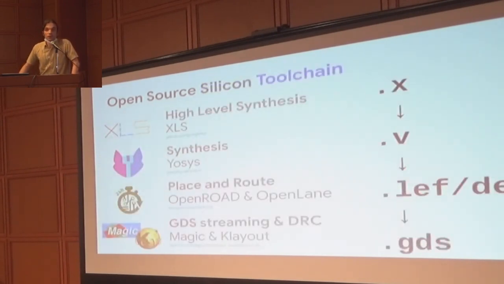We also needed to put the toolchain together, and there were already a lot of tools inside the open source ecosystem to do design. There were tools like Yosys, place-and-route tools like OpenLane, and GDS streaming and DRC tools like Magic and KLayout. What we've done here is make sure that these tools support the open source PDK, so that you can use this PDK and these tools and go from an RTL to a working design.